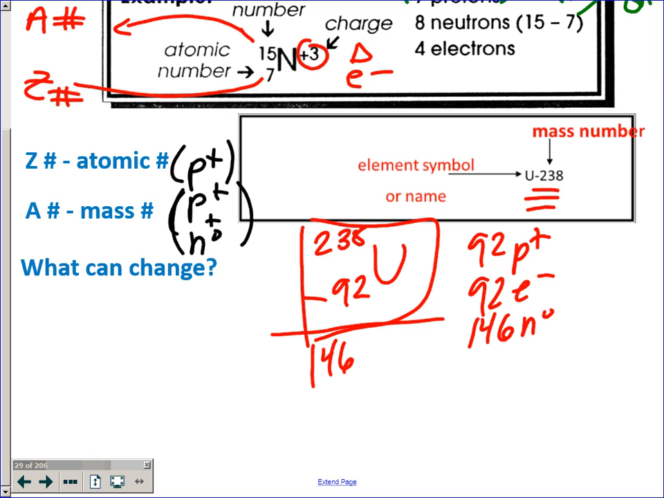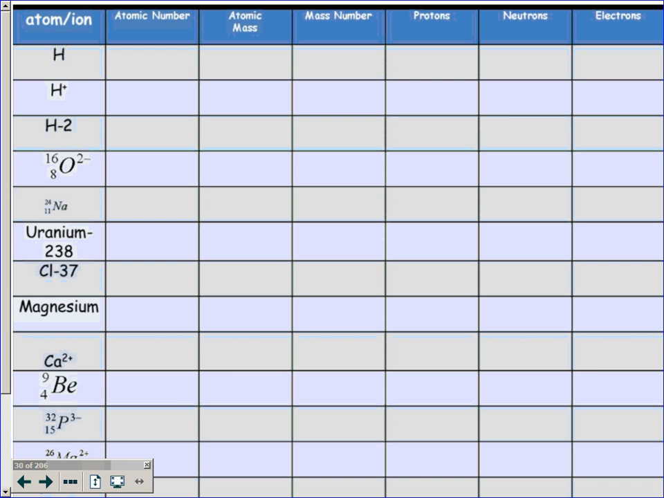Okay, so that's how you will indicate information in A to Z notation, or this other one called mass notation. All right, now we're looking at the paper in front of you, which is going to be a big chart. You see this chart?